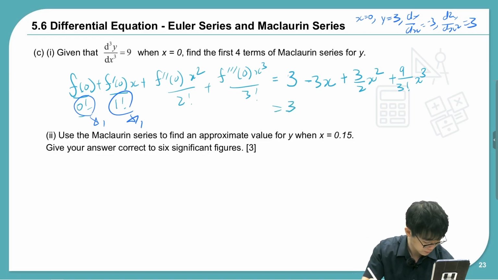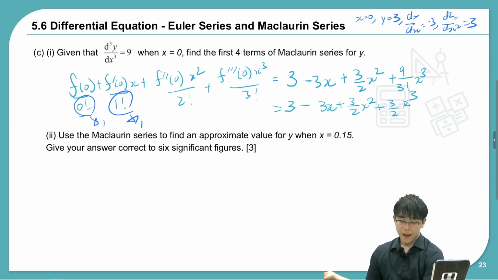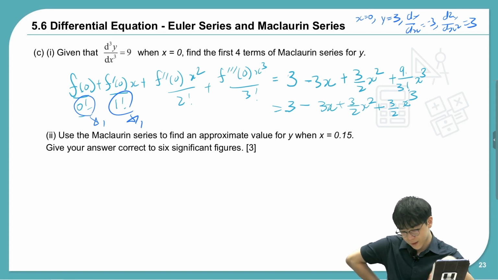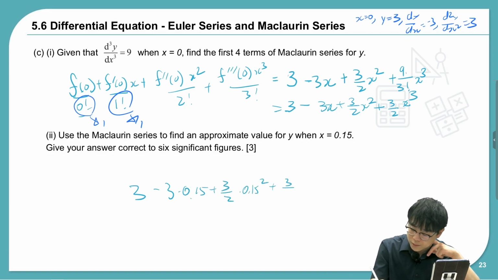Let's just simplify once more. 3 minus 3x plus 3 over 2 x squared, and then you get 9 over 6, or 3 over 2 x to the power of 3. Okay. And if you were to use this approximation, we don't know what the formula for y in terms of x is because we haven't solved it yet, but we can put it into this Maclaurin series to approximate. So we'd have 3 minus 3 times 0.15 plus 3 over 2 times 0.15 squared plus 3 over 2 times 0.15 cubed. Let's see what that gives us.